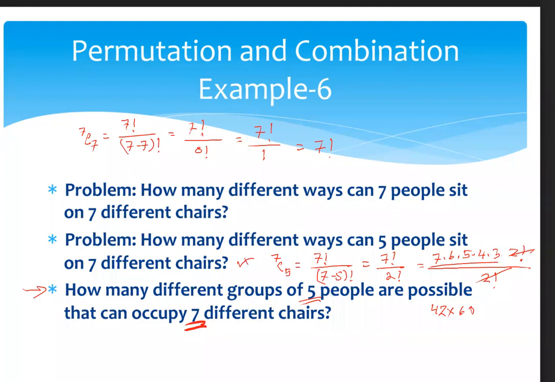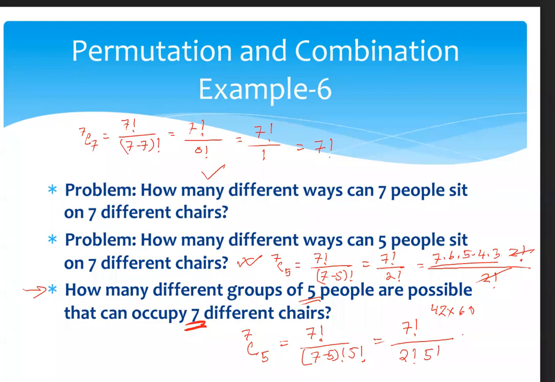In this case, order matters. Here, order doesn't matter. So this is gonna be 7C5, which is gonna be 7 factorial divided by 7 minus 5 factorial times 5 factorial, which is 7 factorial over 7 minus 5 is 2 factorial times 5 factorial.